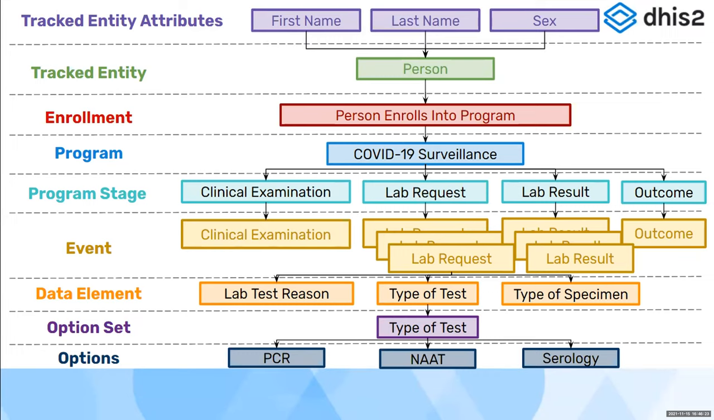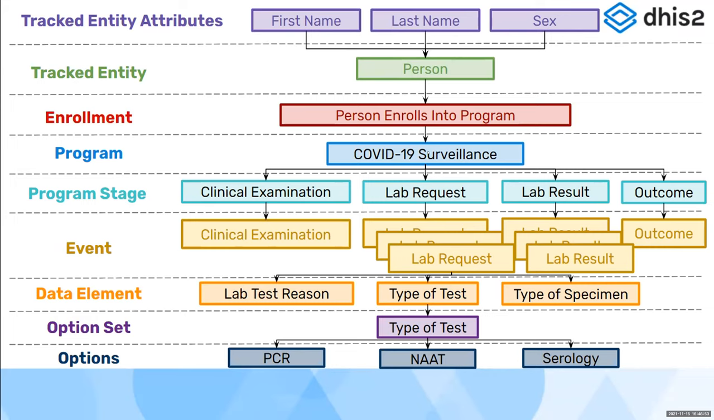But we also looked at the tracked entity, which is the exact object that is being tracked. And this time around, it's a person, but also the enrollment. This is the registration part of making sure that this particular person is registered into the COVID-19 case-based surveillance program. And the program itself is here, the COVID-19 surveillance program.